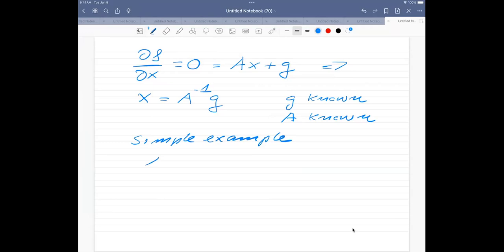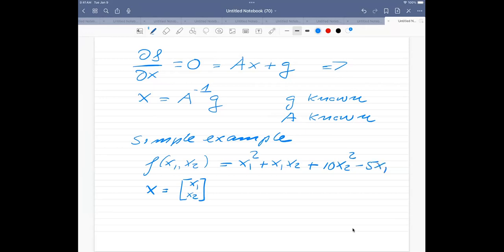So a simple example could be us now picking a function of two variables, x1 and x2. So we have a vector x, which is just x1, x2. But suppose we have a function which goes like this. This is one way of writing it. And I think you may have seen something similar when you took a course on linear algebra. And then I have minus 5 times x1 minus 3 times x2. So this is just a function which I cooked up on the fly.